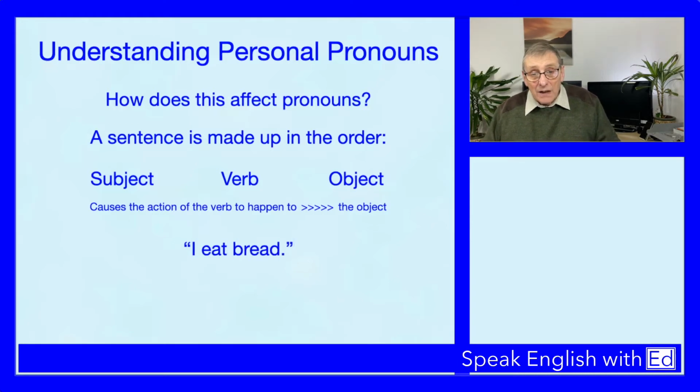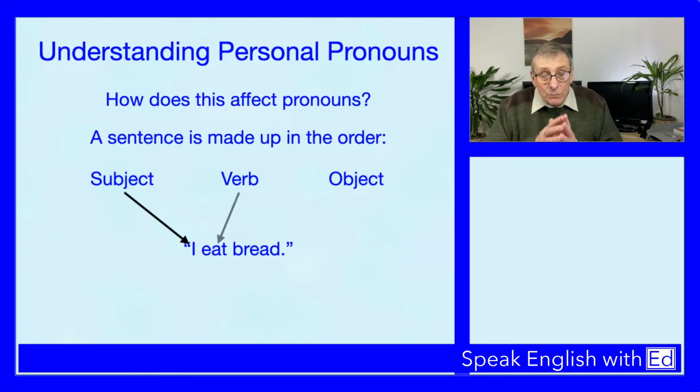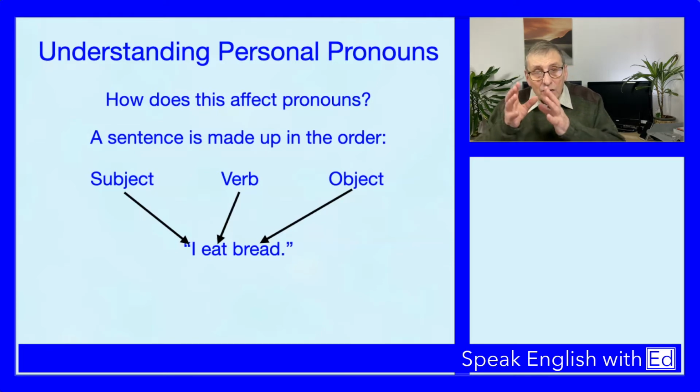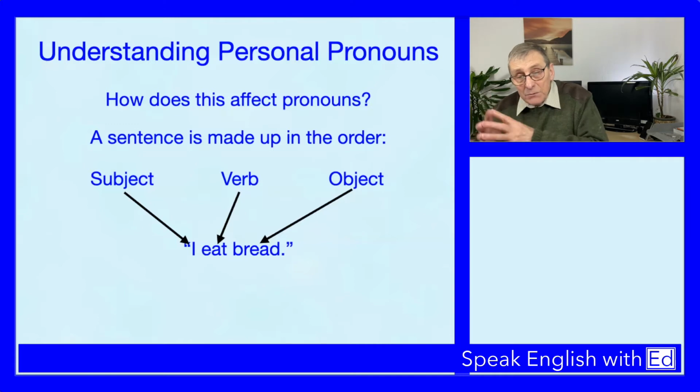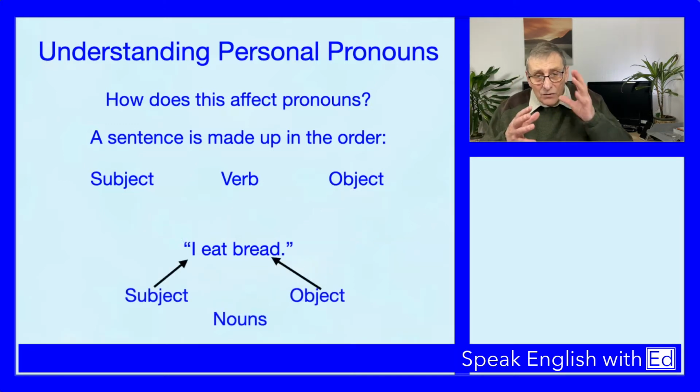I eat bread. Now, there's only three words in this sentence. It's a short sentence, but it contains everything that we've just talked about. Because I is the subject of the sentence. I am the one that's performing the action of the verb, and the action of the verb is to eat. So I am the one that's eating the bread, and the bread is being eaten by me. So the bread is the one that's receiving the action. And I've used a pronoun here because you already know who I am. If you didn't know who I was referring to, who was doing the eating, then I would have to put a noun. But they all start off as being nouns, and then that's been modified into a pronoun.